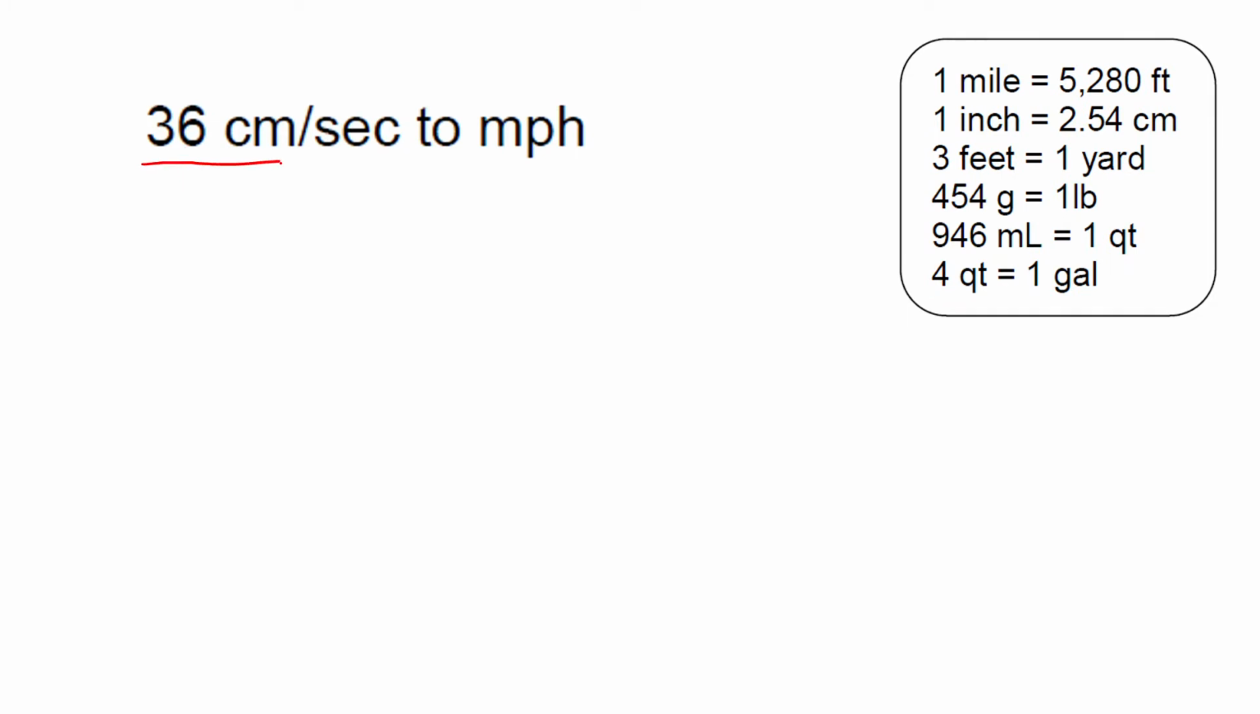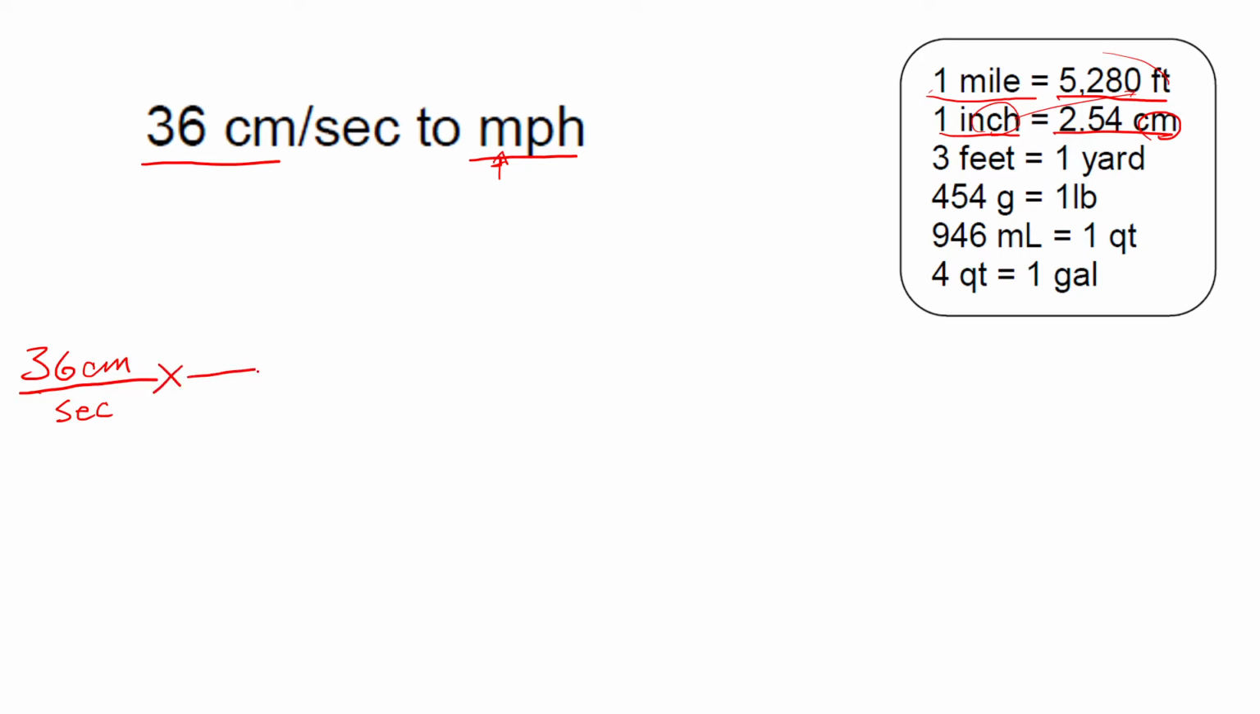This time I have 36 centimeters per second, and we want to go to miles per hour. So again, let's do the same thing. Let's start with 36 centimeters per second. I like to do the top one first. I don't know, that's just a habit of mine. So to go from centimeters to miles, that's a huge difference. So look over here. We have miles and feet, and we have centimeters to inches. So I guess I can go from centimeters to inches to feet, and then from feet to miles. I know that's a couple of steps, but it doesn't seem so hard.